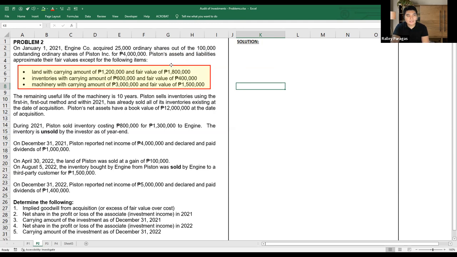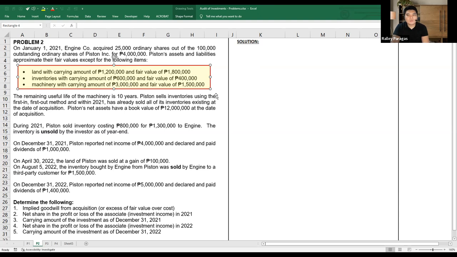Next asset natin is inventories, no? Inventories, meron kang carrying amount na 600,000 pesos, pero yung fair value mo is 400,000 pesos. So anong case naman yan? That's basically overvaluation. Kasi mas mataas yung carrying amount versus the fair value. So overvalued yung inventories mo.